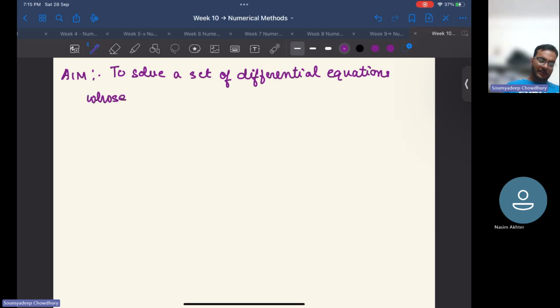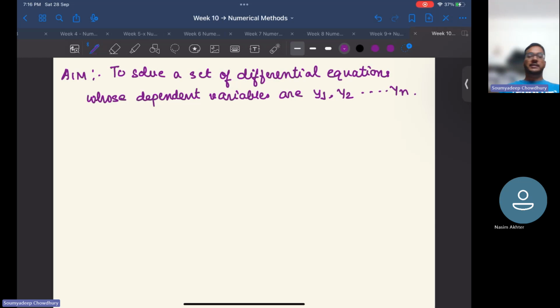And your dependent variable here for our analysis and all calculations, we will take y as the dependent variable, right? There can be multiple different variables, and x is your independent variable. So for our analysis, we have taken this as the convention that y is our dependent variable and x is our independent variable. So suppose we are given multiple differential equations in this form.